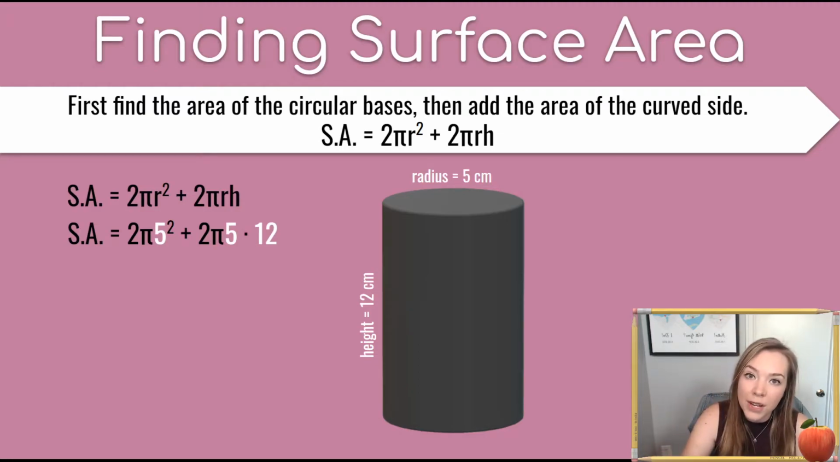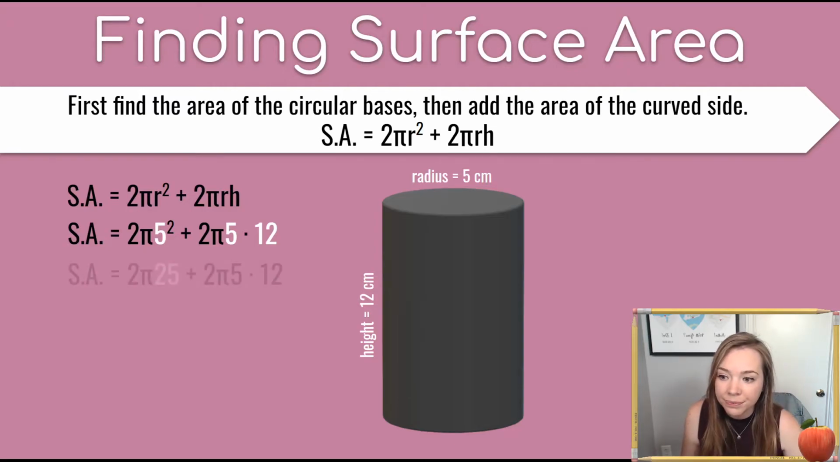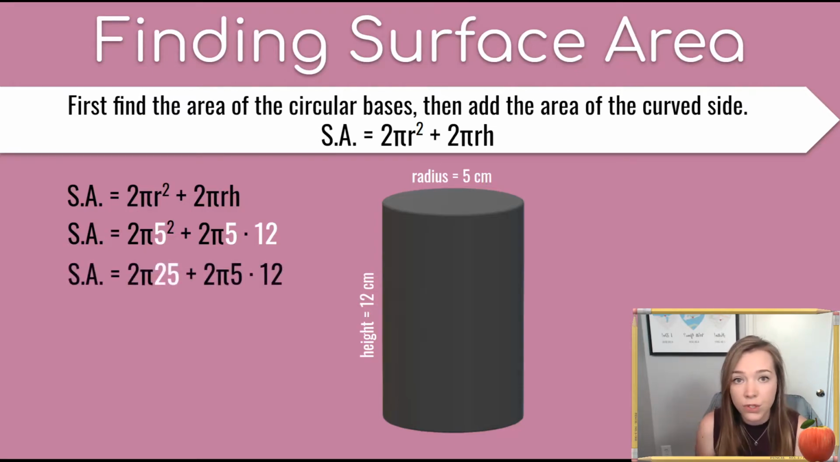So now that I have an equation I can actually work with, I need to remember to follow order of operations to get my answer here. The first thing we always do in order of operations, if we don't have parentheses, is to do the exponent. So I'm going to first square 5, and I will end up with 25.